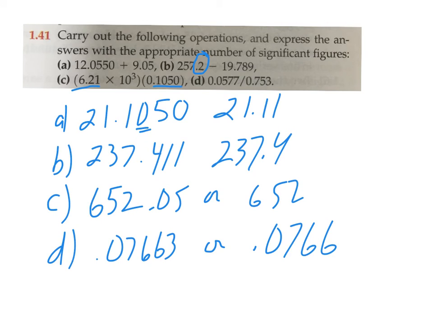When you combine the last two numbers through division, you should get 0.07663 on your calculator. The first number has 3 places of accuracy. The second number has 3 places of accuracy. So our answer is going to have 3 places of accuracy. And so that's why my answer is 0.0766.